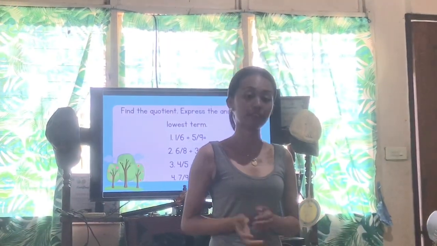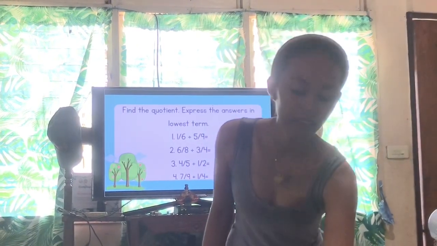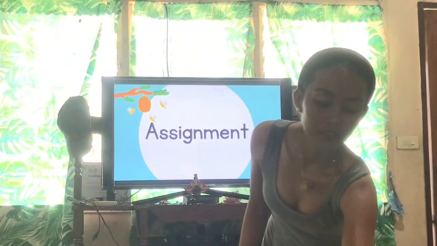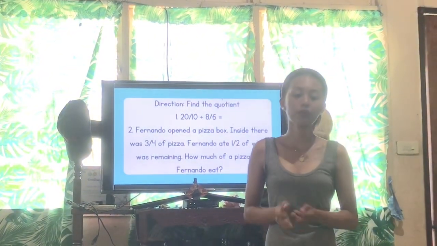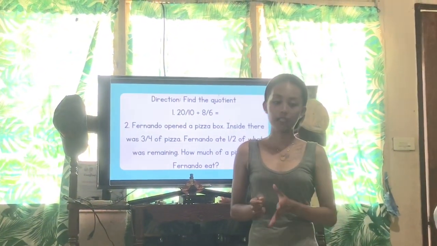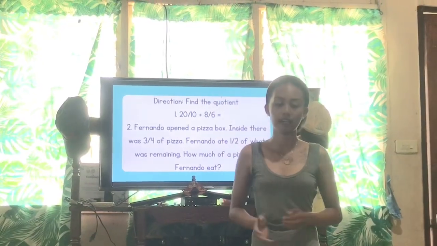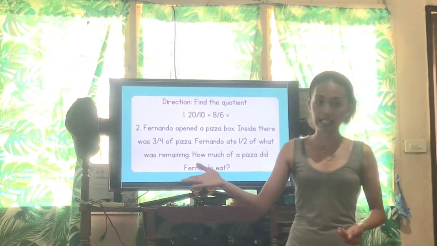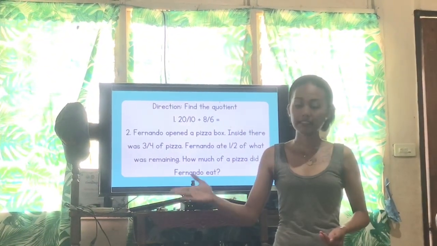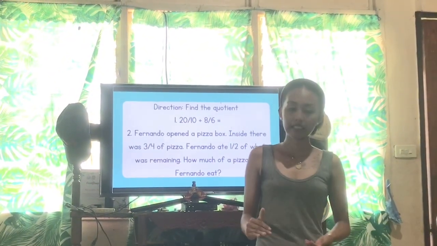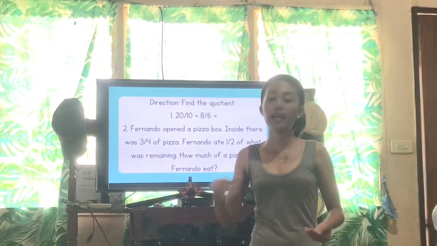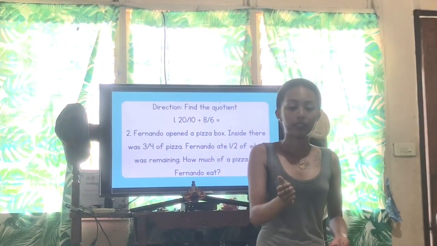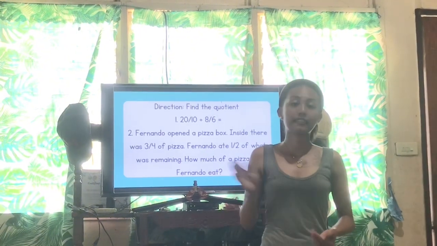So okay, let's move on to the next, which is an assignment. Direction: find the quotient. So number 1 is our numerator is 20 and our denominator is 10. So divide numerator to numerator and denominator to denominator, which is numerator is 8 and denominator is 6.